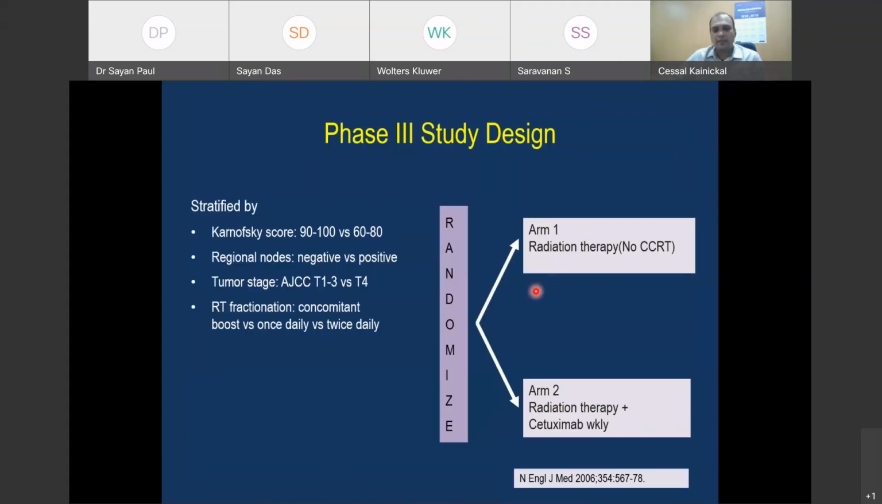So how was the randomization done? Arm 1 was radical radiotherapy, either conventional radiotherapy or alternate fractionation, which were permitted, versus the same radiotherapy plus weekly cetuximab. The patients were offered cetuximab 400 milligram per meter square one week prior to the start of radiotherapy, then 250 milligram per meter square given weekly till the end of radiotherapy. So that was the premise. These were all patients with locally advanced squamous cell carcinoma.